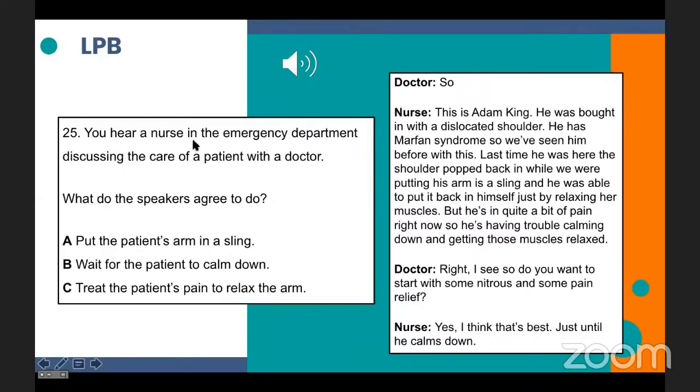So let's read it again. You hear a nurse in the emergency department discussing the care of a patient with a doctor. So we have a female nurse, male doctor. What do they agree to do? Do they agree to put the patient's arm in a sling, wait for the patient to calm down, or treat the patient's pain to relax the arm? Just have a look through this transcript here. Tell me, what do they agree to do?